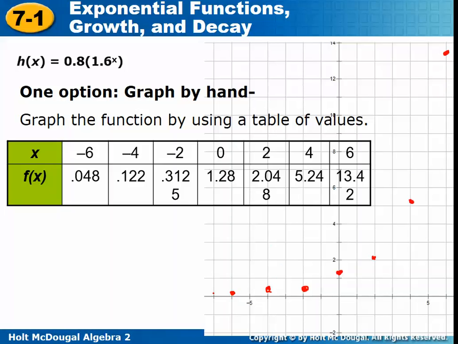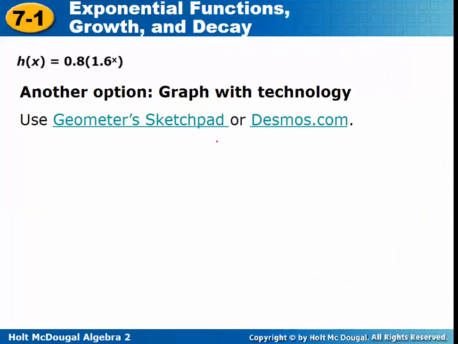And then you are to connect this, if you're doing this by hand, with as smooth of a curve as you can. I'm using an attached notepad here. It's a little difficult, but you would try to make it smoother than that. Now, as you can imagine, it would be much easier if we could use some technology here. So let's graph. We could also use Desmos.com to graph this.